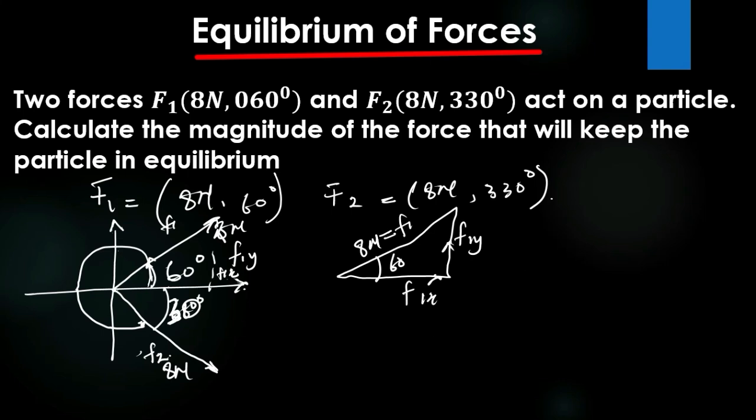And for F2, I have my x this way. Here's the force, then here's F2y, and here is F2x. But here is 30 degrees, and here is 8 Newton. Now, if you look at it carefully, you see that F1y is facing upwards, while F2y is in the negative direction. Now, let's pick each of the components first.